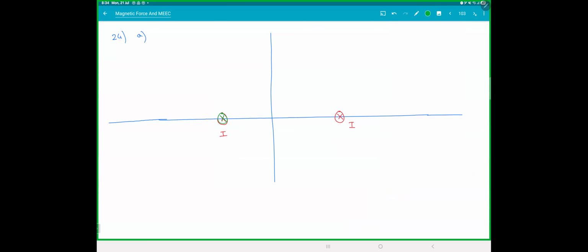Now, how is the field due to this one? Put your thumb inside, rotate it. So this field is down and this field is up on the left side. Agreed? Here the field will be the same thing: down on the right side and up on the left side.